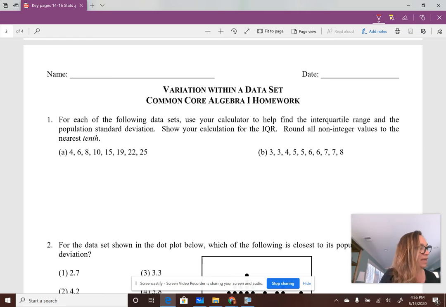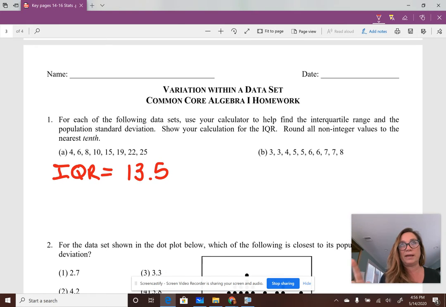But anyway, okay. So which of the following is the interquartile range? Okay. And then the population standard deviation. So I'm only going to show you one of them on the calculator. The other one I'm just going to give you the answers to. So this has an IQR, which is 13.5, and you do that by doing Q3 minus Q1. And then your sigma is equal to 7.3.